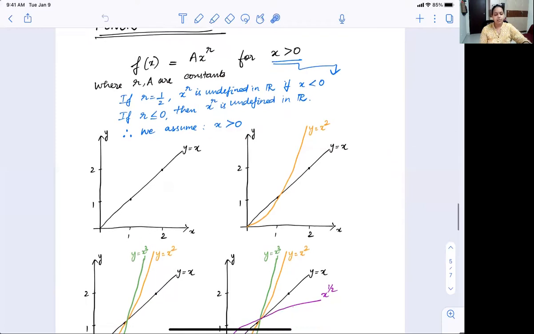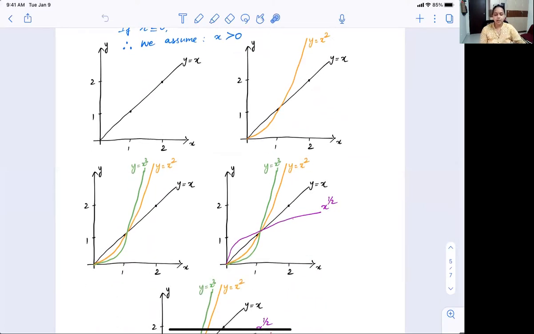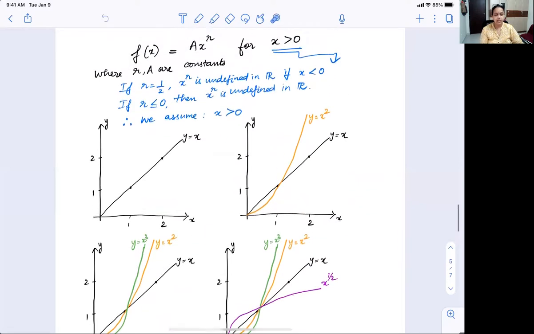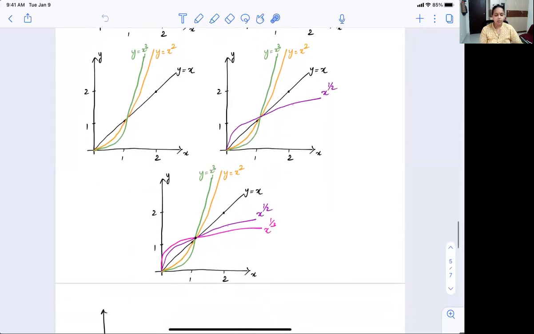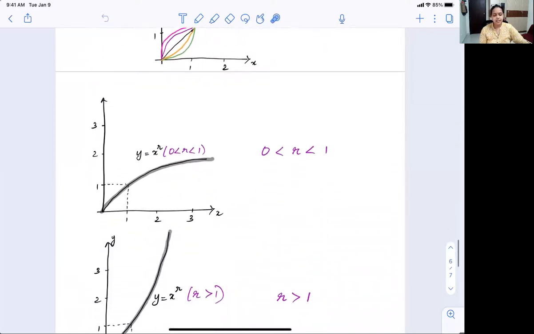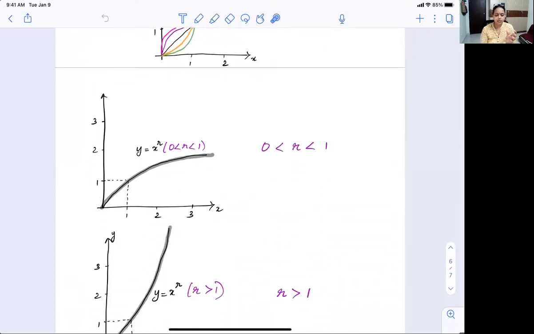Now, I've plotted out a few different power functions. You see how when r is greater than 1, your functions are all going to lie above the y equals x line. And when r is between 0 and 1, they're going to lie below the y equals x line. All of these pass through the point (1, 1). Just generalizing this, if r is between 0 and 1, it's going to lie below your y equals x line, which will be somewhere like that.